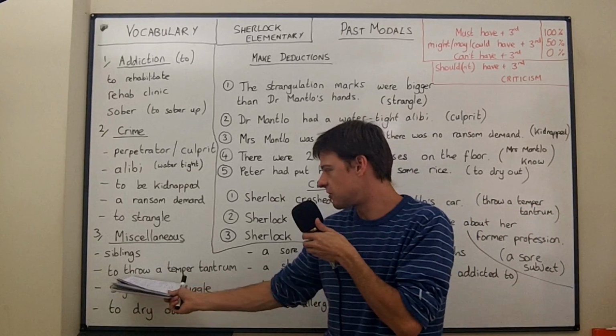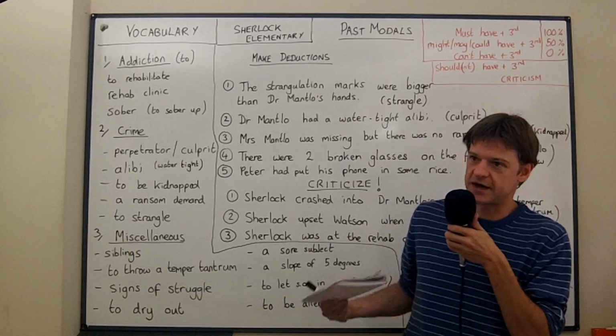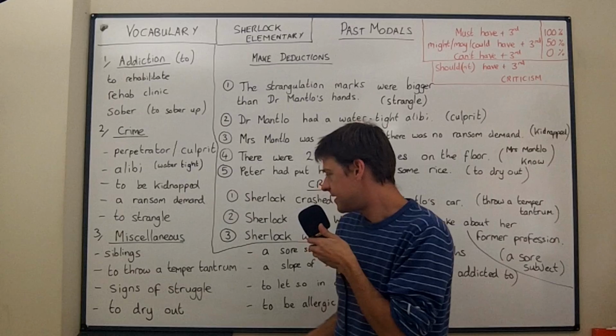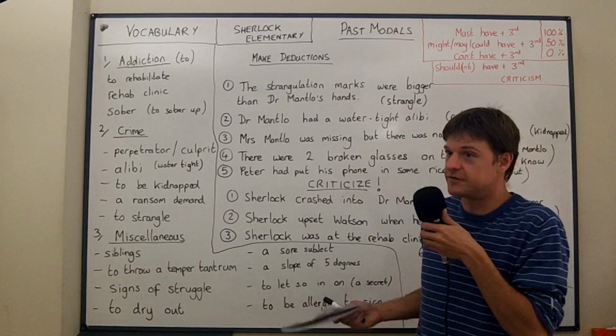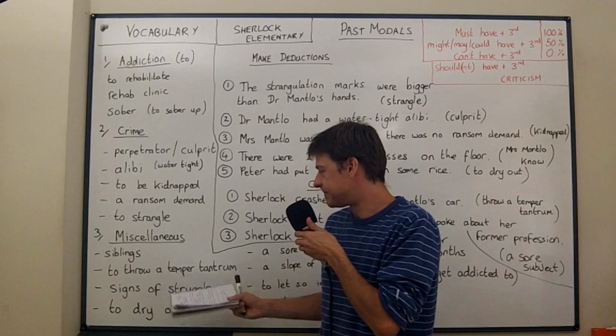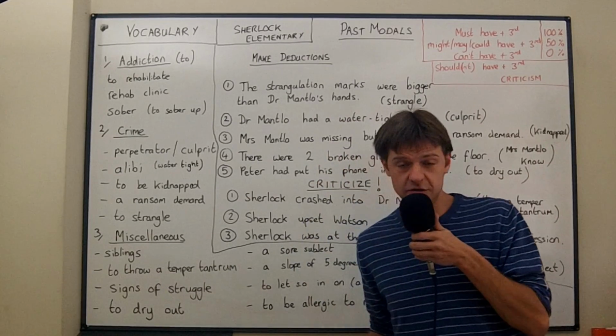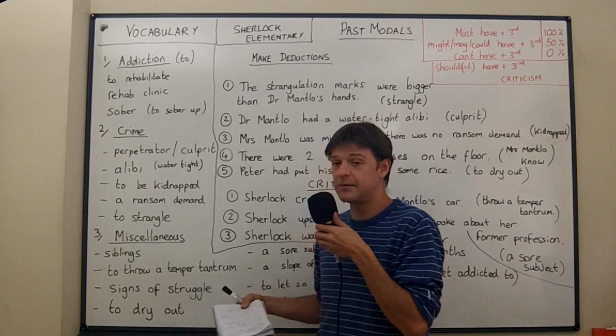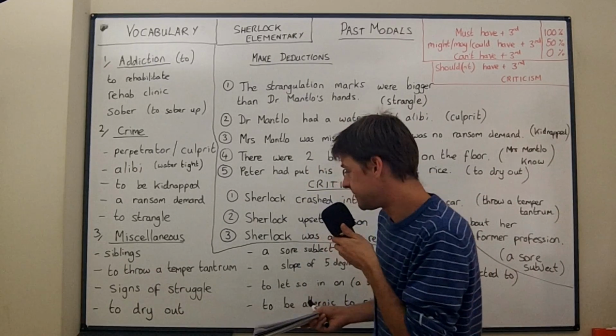In this episode, Sherlock threw a temper tantrum when he crashed into the culprit's car because he couldn't prove that the culprit was responsible. So do your siblings have temper tantrums? Or maybe you have children. Do your children tend to throw temper tantrums? In what situations do they do this?